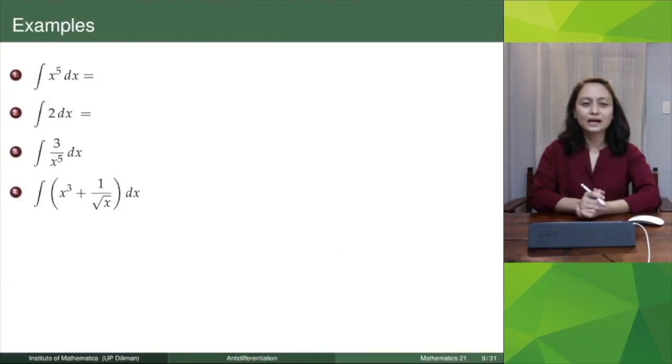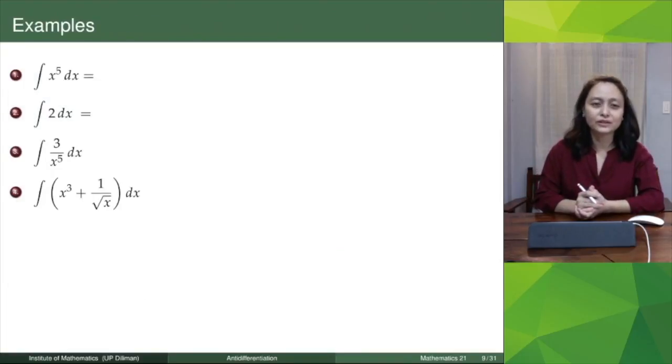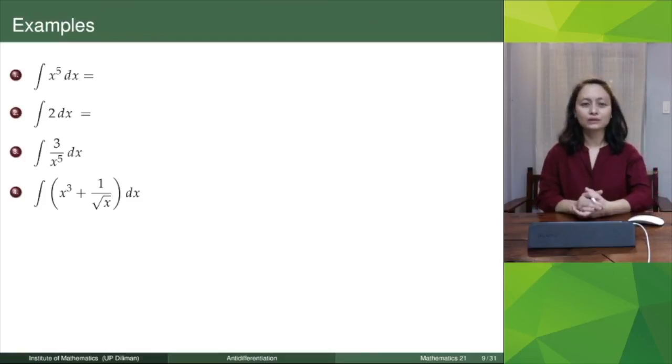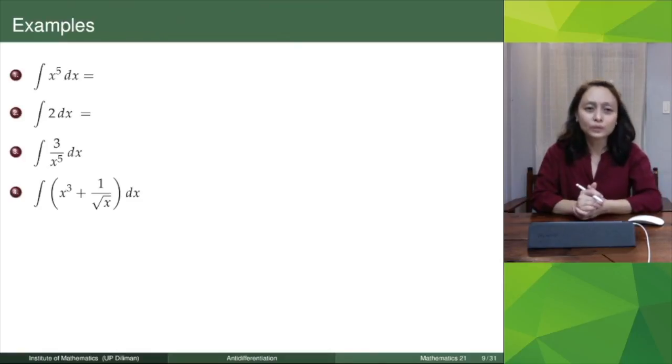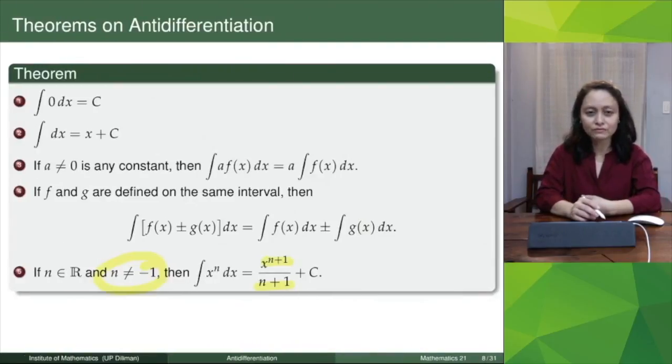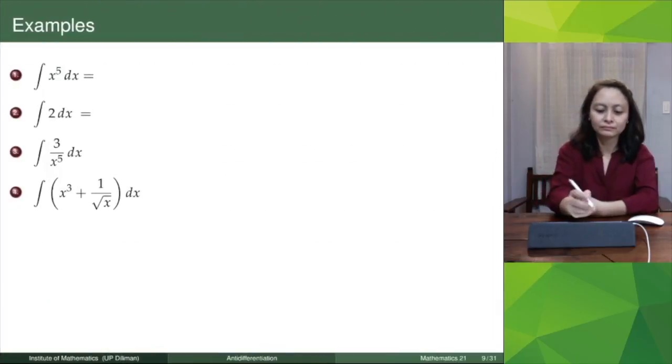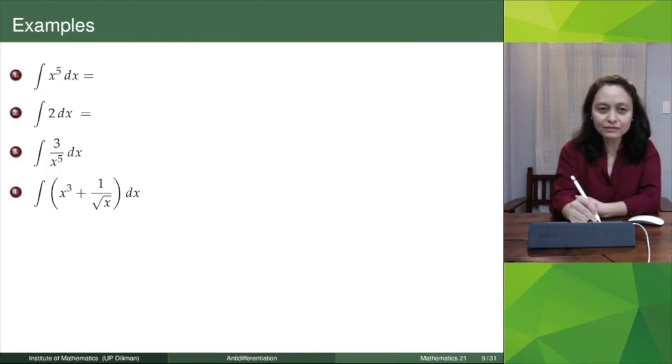Okay? So, now, let's solve these examples to practice or to use the theorems that we have just discussed. Number 1, we want to get the integral or we want to get the antiderivative of x raised to 5 dx. Okay, so gamitin lang natin yung last theorem. That's theorem 5 in here. So the antiderivative is equal to x raised to 5 plus 1 is 6 divided by 6 plus c.